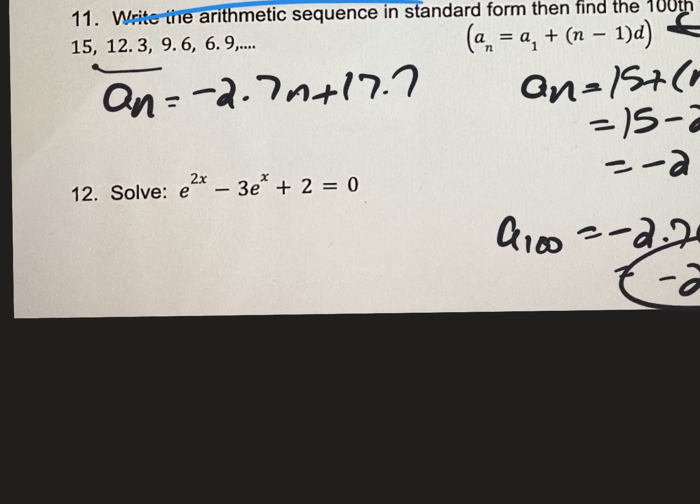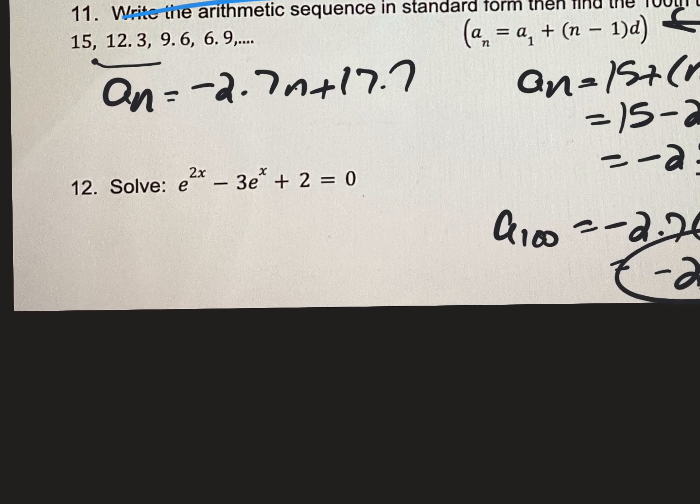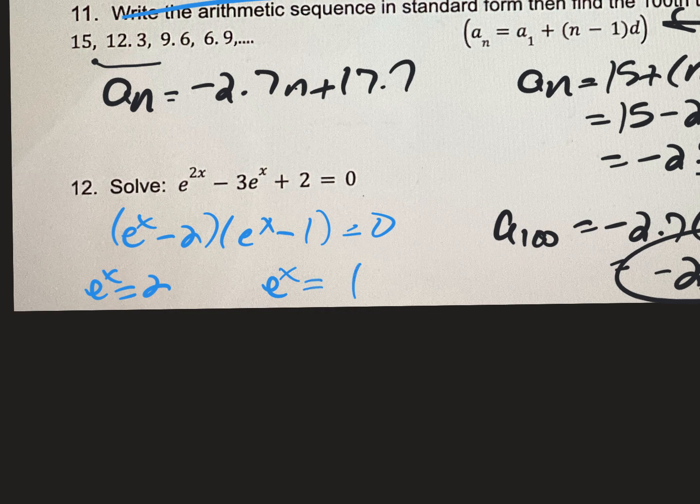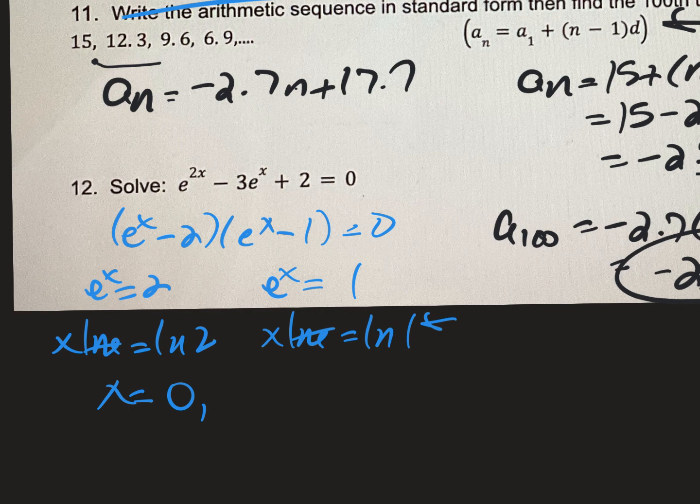All right, last one, finally. Number 12. Let's factor this thing. So I'm going to say e to the x minus 2 and e to the x minus 1 equals 0. Now, if that's the case, that means that first e to the x has to equal 2 because the parentheses has to equal 0. The second e to the x has to equal 1 because that parentheses must equal 0. To get rid of the e, I'm going to do natural log of each side. So really all I'm doing is punching in natural log 2. Same thing on this other side. And over here, I don't even have to punch in natural log 1 because e to what power is 1? 0. So x equals 0. If I punch in natural log 2, I'm getting 0.6931.